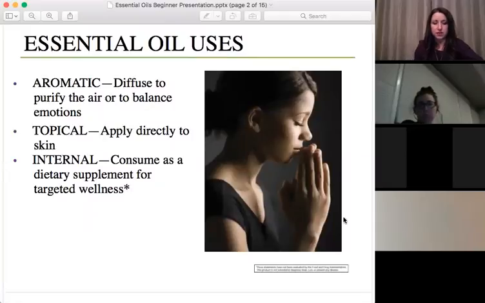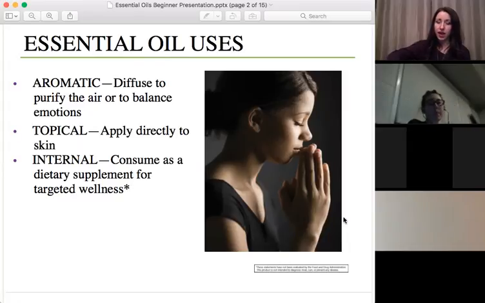If you have some issues getting a restful night's sleep, you can put some on your chest where you'll breathe it in, the back of your neck, or the bottoms of your feet. I mention the bottoms of your feet because that's actually where you have the largest pores in your body, and that's where the oils will get delivered to where they need to go throughout your system. So it's the quickest way for oils to get into your bloodstream.